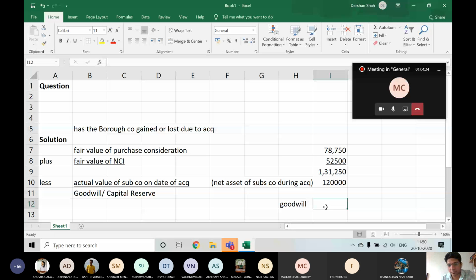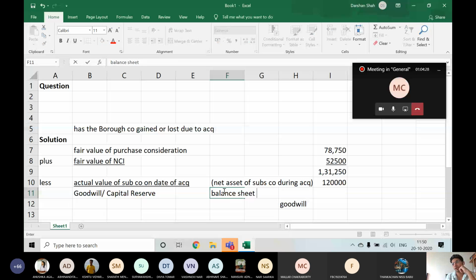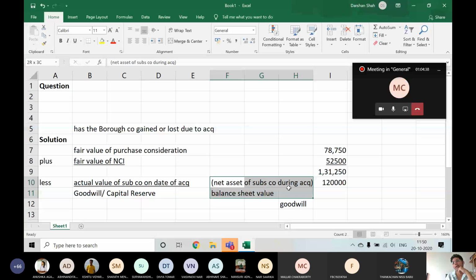Net assets. Net asset means what? Net asset will always be at the balance sheet value. Balance sheet value means what? Original value, historical value. So that balance sheet value will be different from market value.